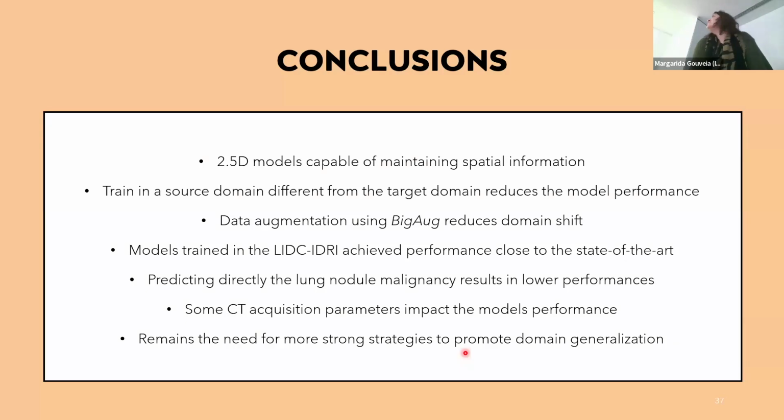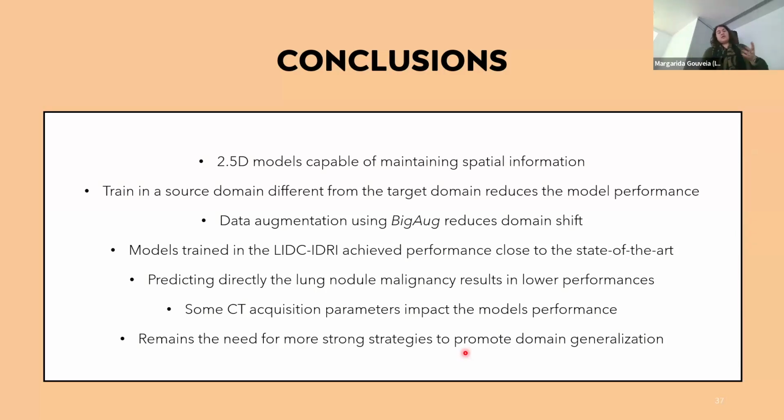Conclusions. Our 2.5D models were the best ones. Basically, this type of input combines two things: we can use 2D models that are simpler to optimize, but at the same time, we can give spatial information to the models. Of course, training in the source domain and evaluating on the target domain reduces the model performance. Data augmentation reduces the domain shift, especially when you are evaluating on external datasets.